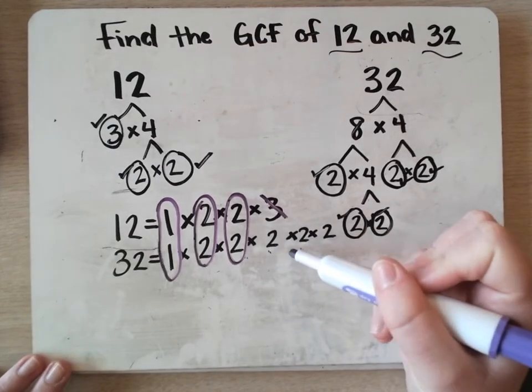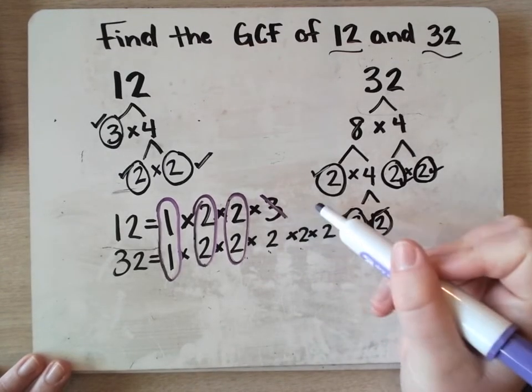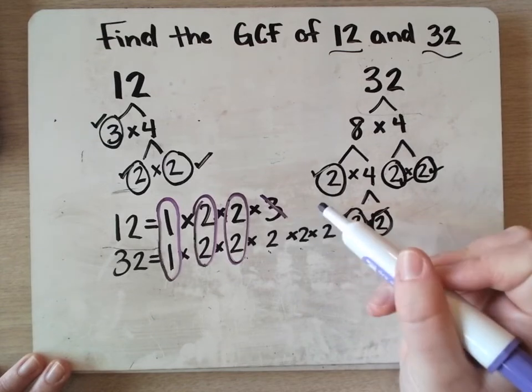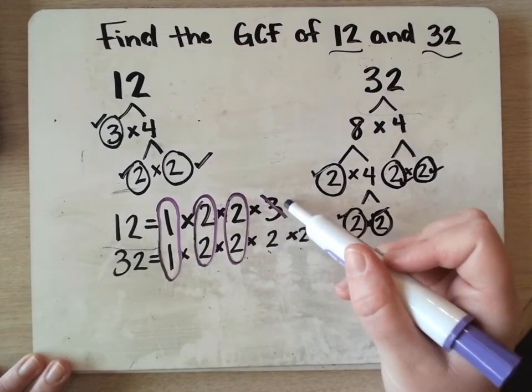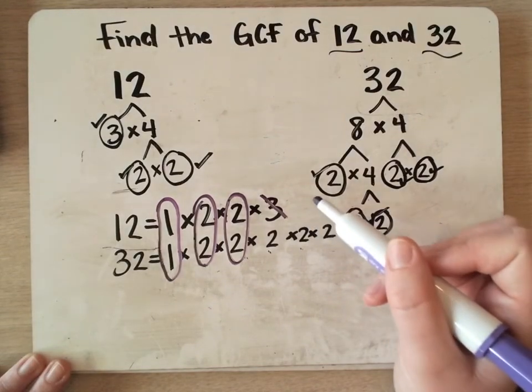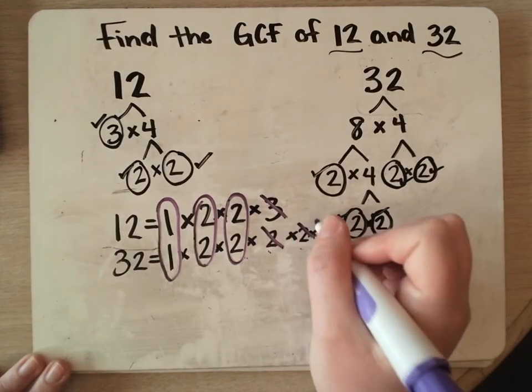Now I'm looking at my 2's that are left. I don't have any more factors in this list, so I do not have any more pairs. I do not have a 2 up here for this 2, for this 2, or for this 2, so I can cross those off.